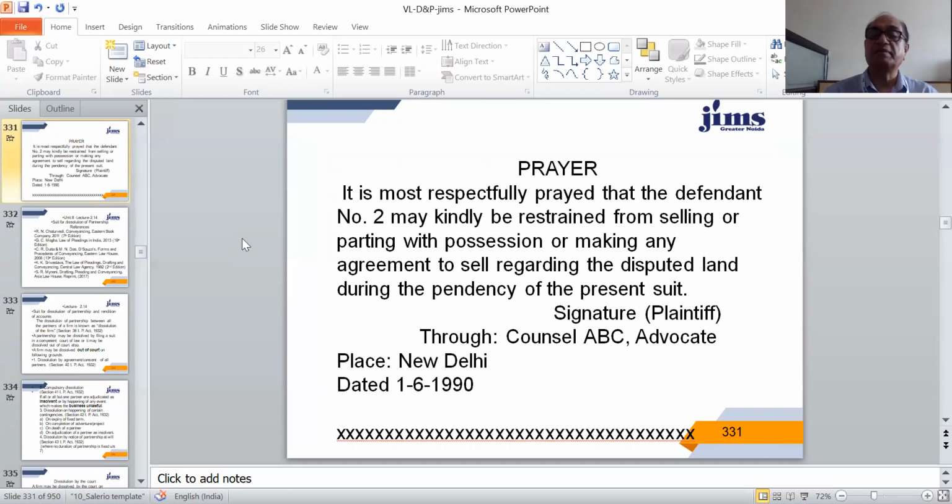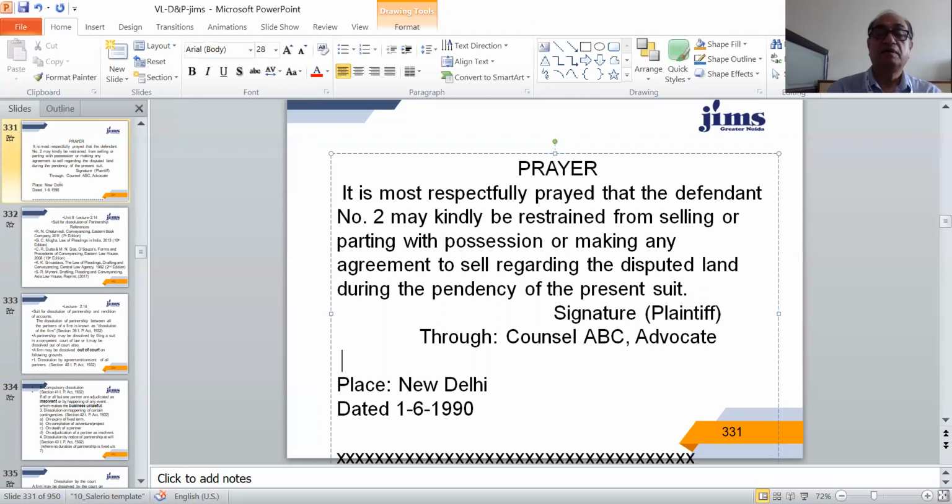And at the end of this application, plaintiff is supposed to sign it. And since the application is drafted and is to be moved through counsel, you will write down through counsel ABC advocate. And of course, this counsel will also put the signatures on this application. You will mention the place of drafting New Delhi and date of filing is 1st June 1990. So signature of counsel are also required on this application.